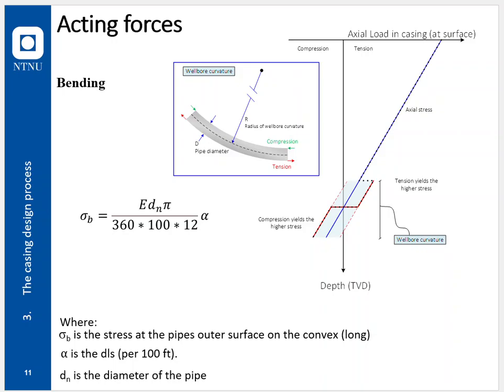We see that there is an added stress to the pipe, so that the tension is increased in the first portion, going down to where the curvature of the well changes, and you go from added tension over to added compression.